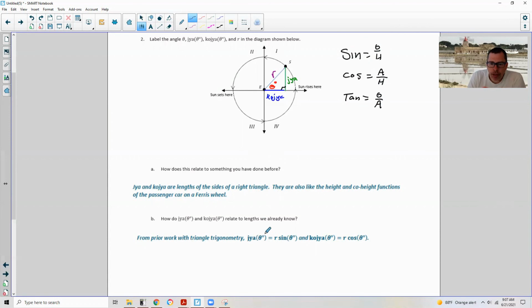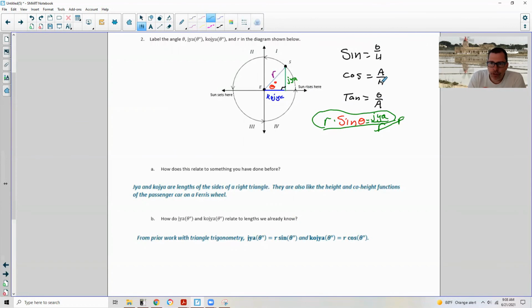So if I want to know what the sine of theta is, that's the sine of this angle here. It's opposite over hypotenuse. Well, that is jaw divided by r. And in order to get rid of this r, I multiply both sides by r, and the r's cancel, and that's where I get r sine theta equals jaw. So jaw theta equals r sine theta, and koja equals r cosine theta.